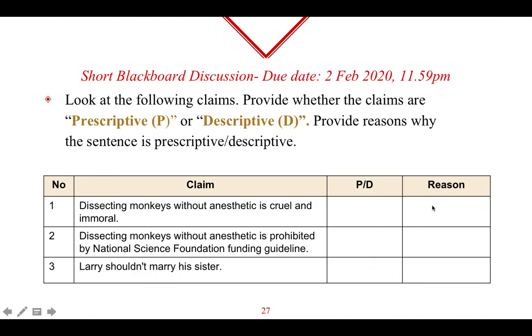If you think this is prescriptive, why is it so? What does this claim entail? What does each one of these claims mean? Okay, so I want you guys to take your time and do it. I'm extending the due date beyond this week. You can do this up until 2nd of February 2020.